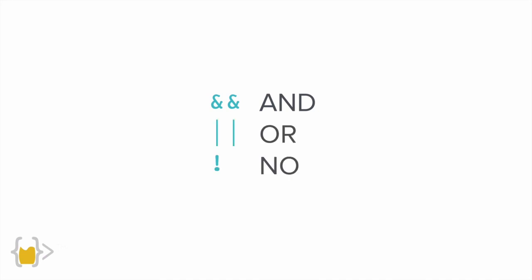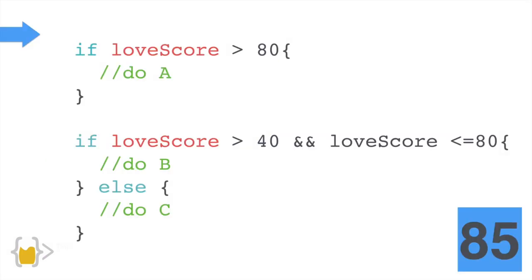Now, the final thing that I want to show you is that you can also use these combinations where you can combine these checks so that you can check if two conditions are both true, or if one of the conditions is true, or finally, if something is not true. For example, in terms of our love calculator, we could also write the code like so, right? We could say that if love score is greater than 80, then do A. And then we could use an if statement that checks if love score is greater than 40 and it's less than or equal to 80. So between 40 and 80. Well, in this case, it's going to do B.